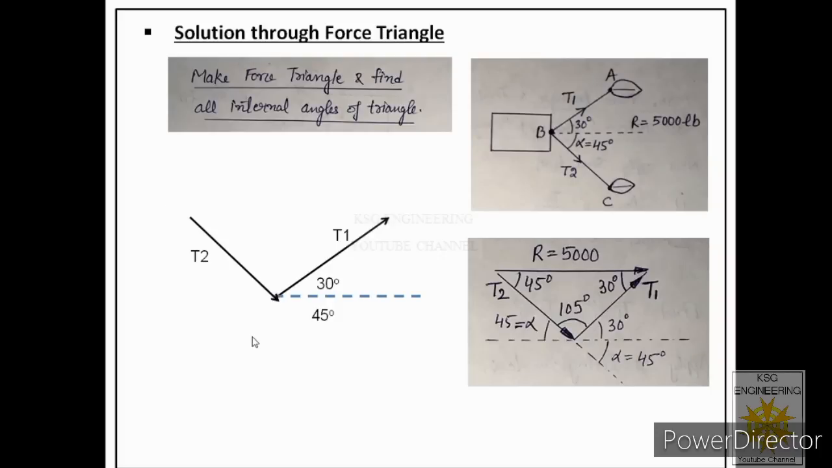Now if you see carefully, these two forces are now taken in order. It means one force is starting from the tip of another force. So if we want to complete a force triangle, then we have to draw another force vector in reverse order, or I should say close this triangle by drawing a vector.